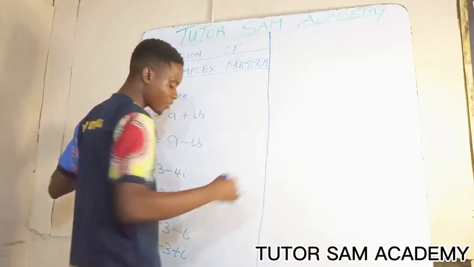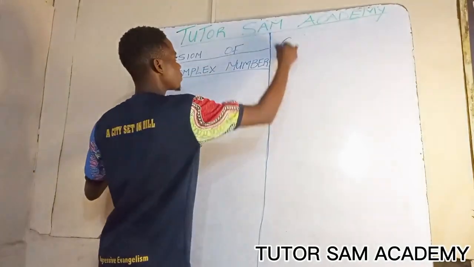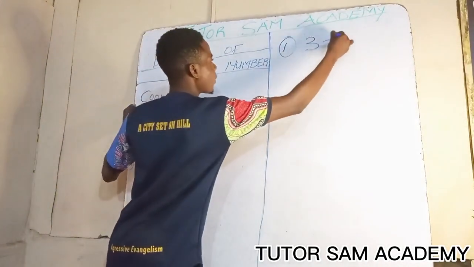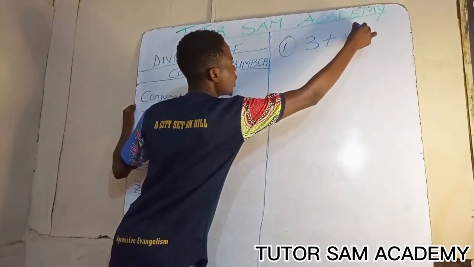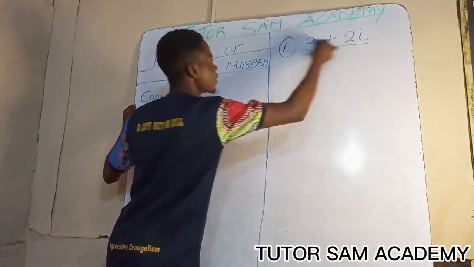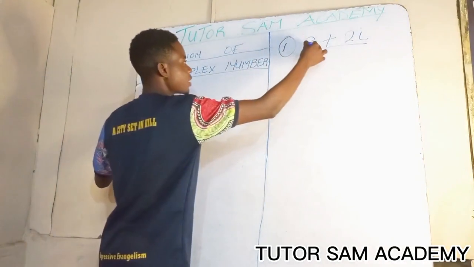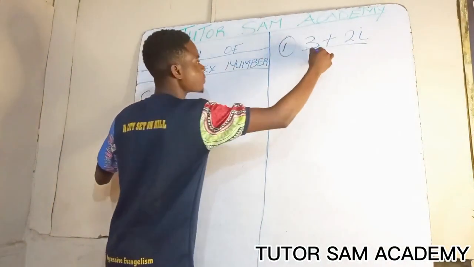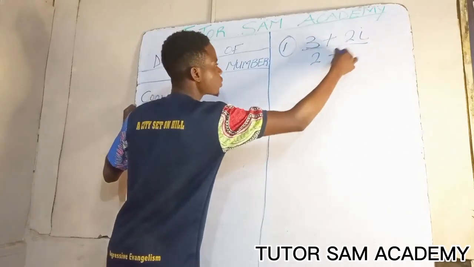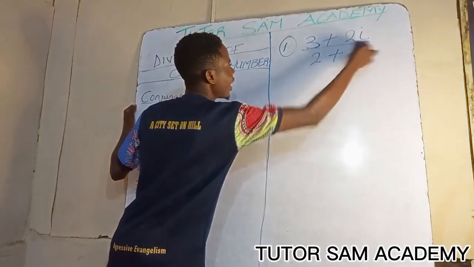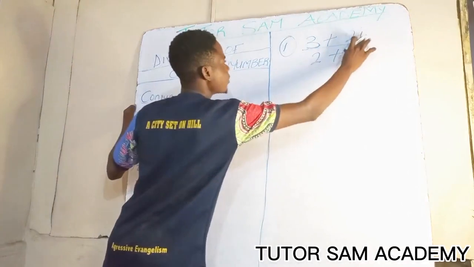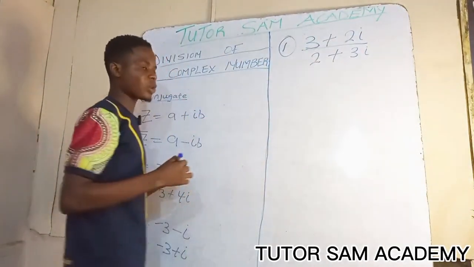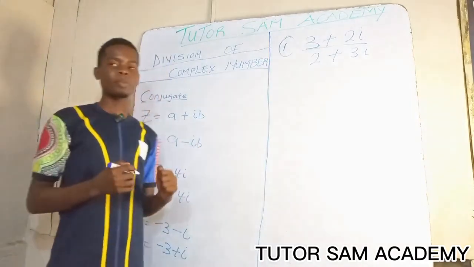Let's say we have question 1. We have 3 plus 2i divided by 2 plus 3i. So let's say we have this: 3 plus 2i divided by 2 plus 3i. So this is division of complex numbers.